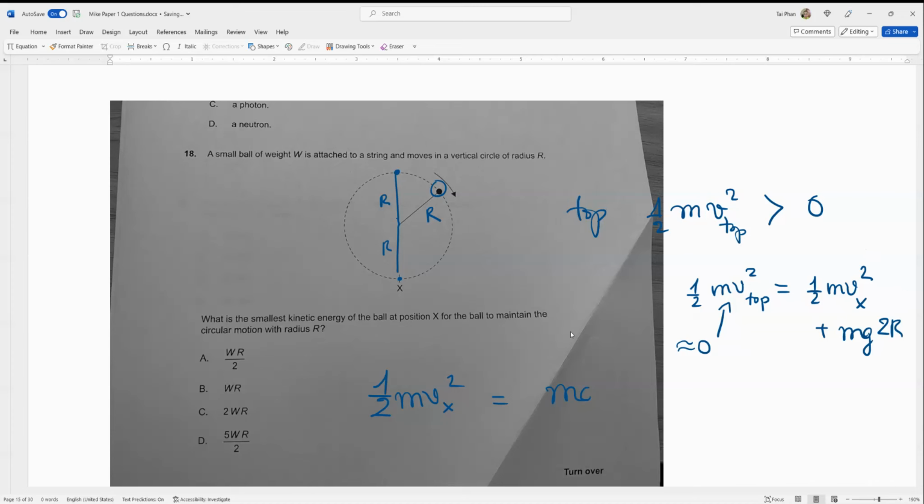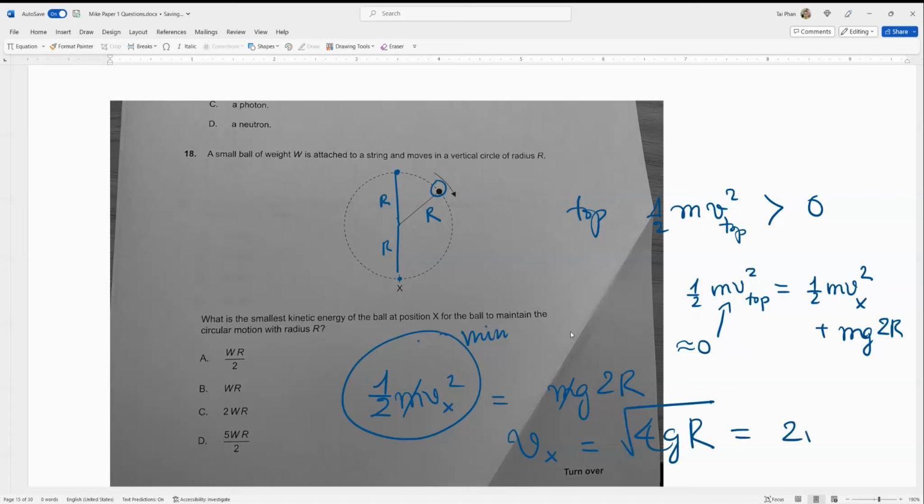And that least kinetic energy must be equal to mg times 2r, the potential energy at the top, when the kinetic energy at the top is almost zero. The minimum amount of kinetic energy is here, when it is equal to the potential energy at the top. And therefore Vx is calculated by this. Simplify m, 2gr, then multiply by 2, 4gr, square root, meaning 2 square root of gr.